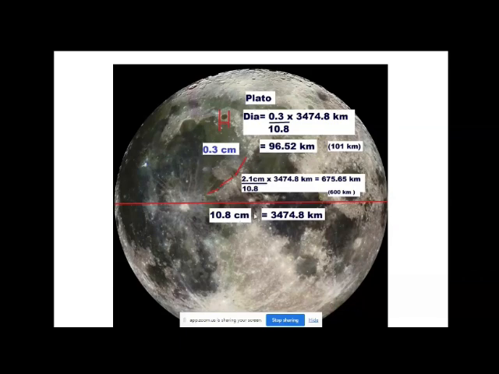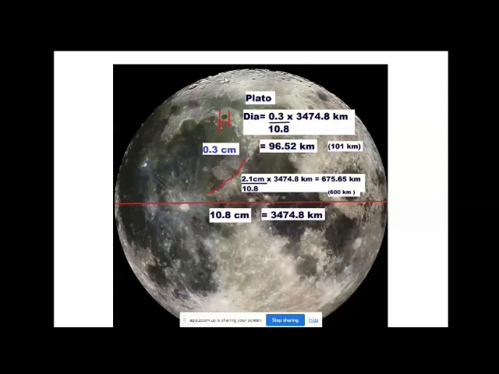Without zooming this in on the laptop, I have measured the diameter of this small crater, Plato. Actually printing this image gives a good result. In a laptop there should be a zoom option, which can be changed from time to time. So just print it and take a measurement with your ruler.